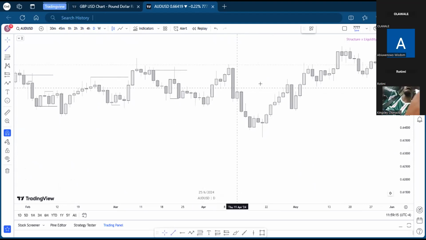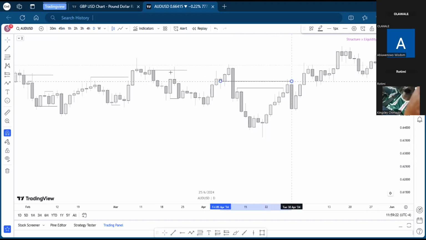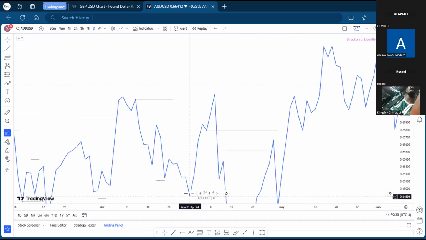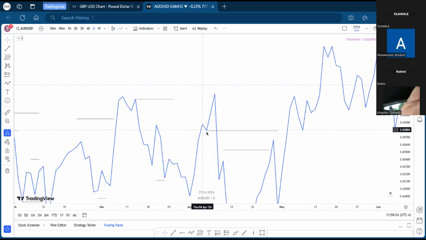Another one you can see on the daily is we have this previous daily high serving as internal range liquidity. We also have this key level here, right? If you move to the line chart, you can see this is a V-shaped key level because the order flow is to the upside. Higher low, higher high, higher low, higher high. This is a V-shaped key level that was supposed to be respected. Price broke below it with an impulsive move.